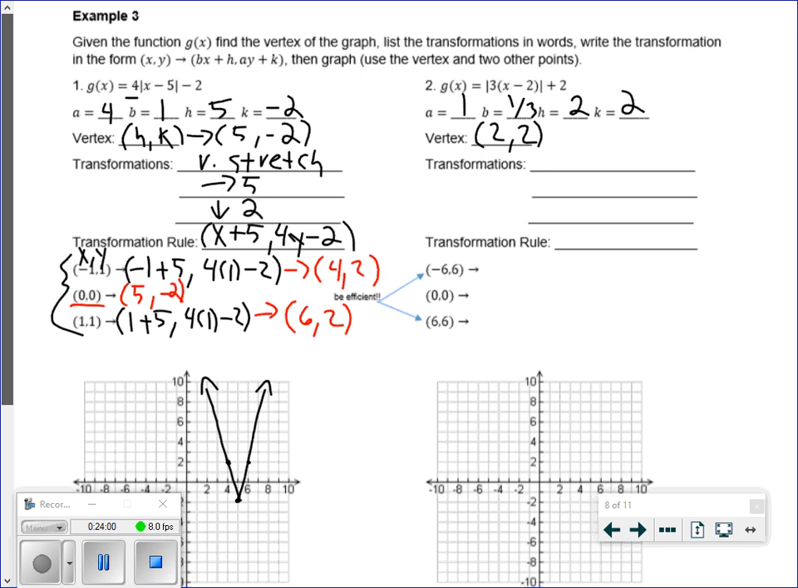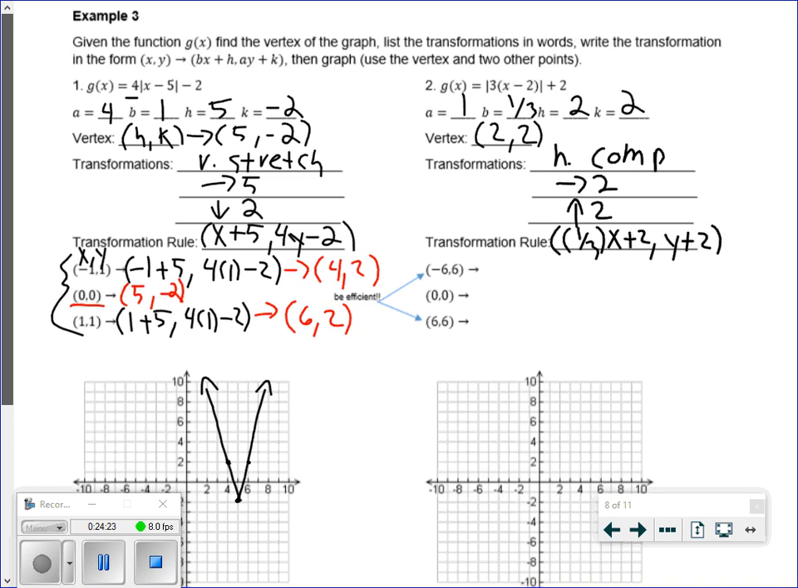Our transformations: our A does nothing. Our B tells us we have a horizontal compression. H, we go to the right 2. K, we go up 2. Our transformation rule is going to be 1/3 times x, or Bx, plus our H of 2, comma, Ay plus K, or just y plus 2.